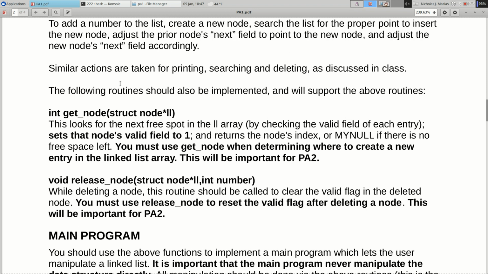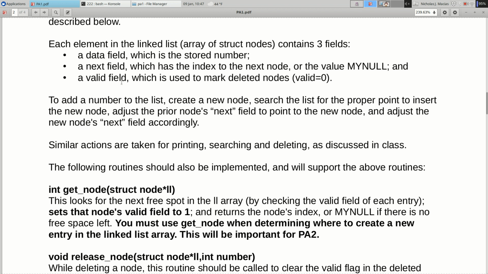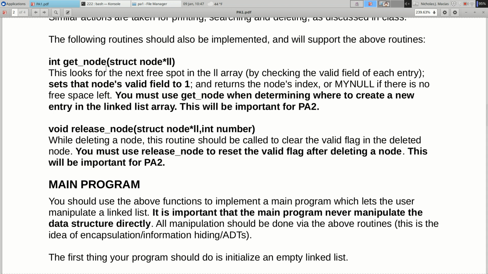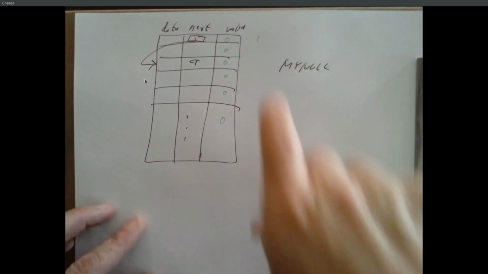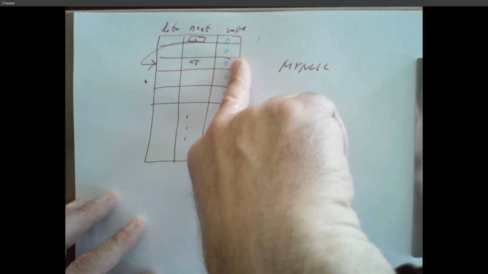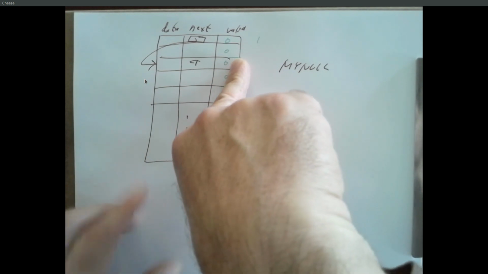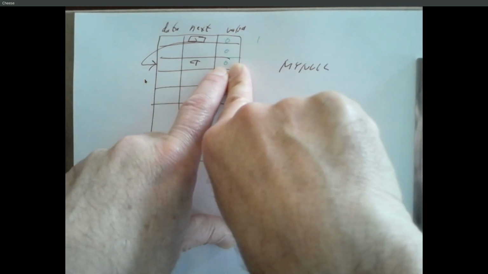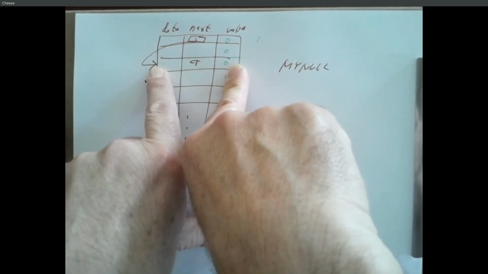So there are two other routines I want you to write, and these will be useful to you, but I also want you to write them because you're going to need to use them in PA2. One is called getNode, and the other is called releaseNode. What getNode does: it takes an array of struct nodes, and it searches through to find the first entry that has a valid field equal to 0. So it starts searching through your array until it finds an entry where valid is equal to 0. In other words, it's looking for an open spot, an entry in this array that's not in use. When it finds that, it sets the valid flag to 1, and then it returns the index.